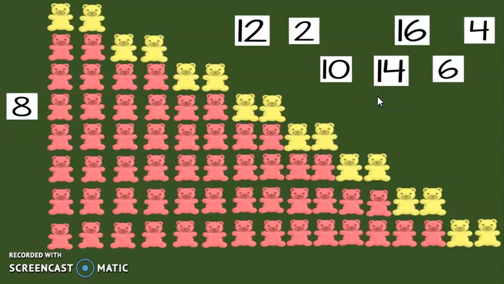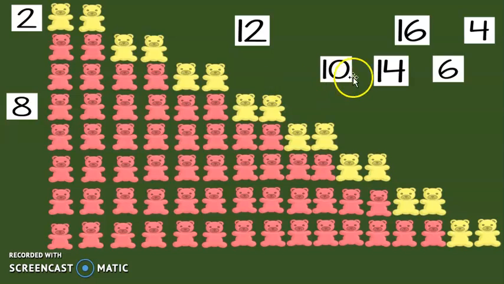Okay? Now, first graders, if Mr. Begay grabs that 2 again, and if I put it here, is that correct? Are there 2 bears here all together? Yes, there is. 1, 2. So that's correct. That's 2 there now. Remember, we're counting by 2s.